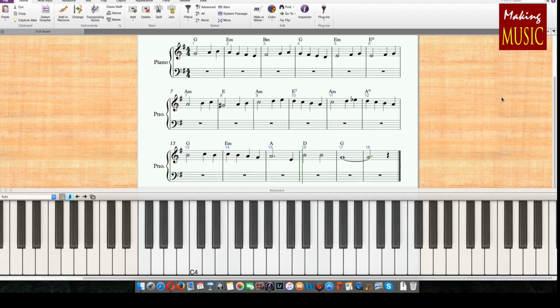In this lecture, I'm going to introduce you to three basic elements of music: melody, harmony, and rhythm. Let's start talking about melody.